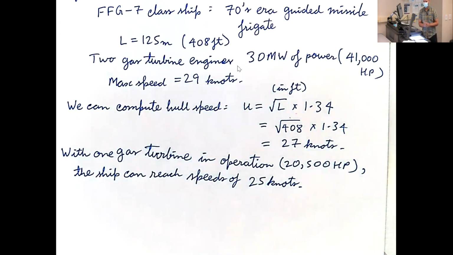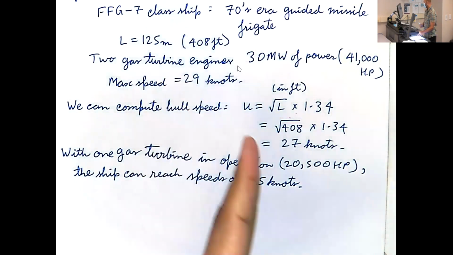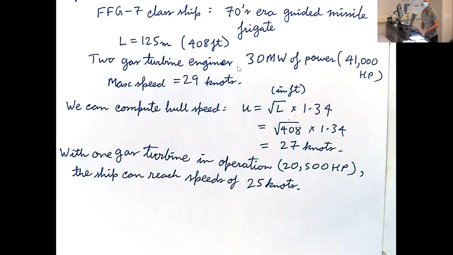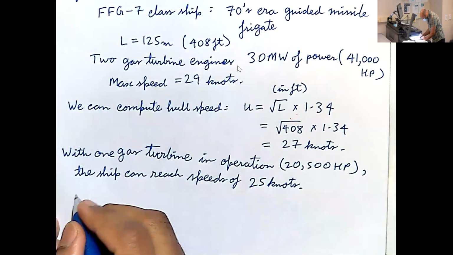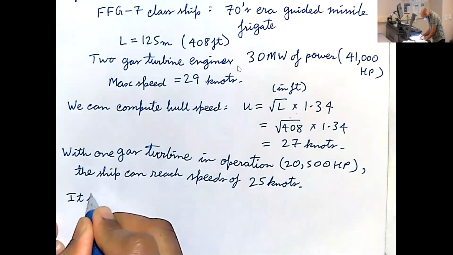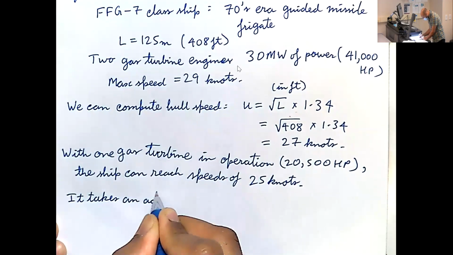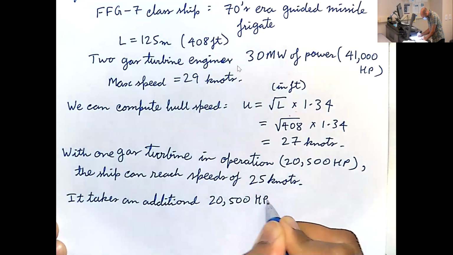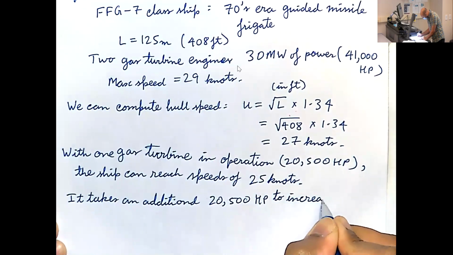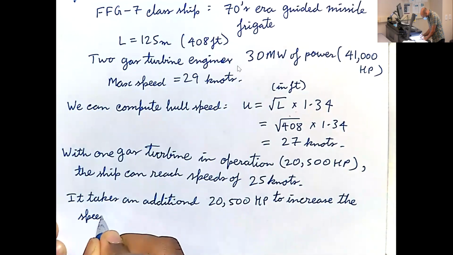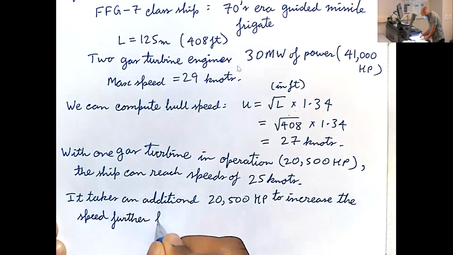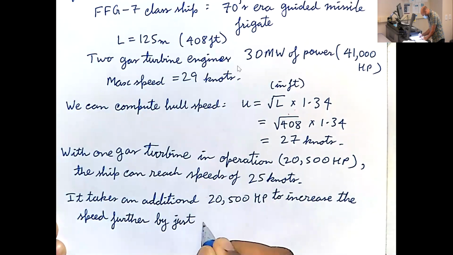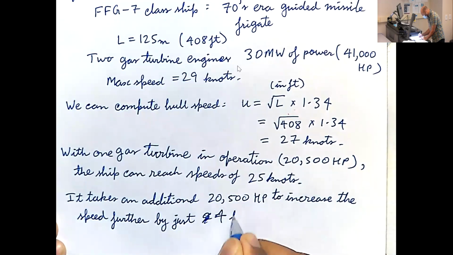What if we run both the engines? What's the speed we can reach? 29 knots. Okay, so it takes an extra 20,000 horsepower to increase the speed by 4 knots. All right. Yeah, it's just because of the wave drag.